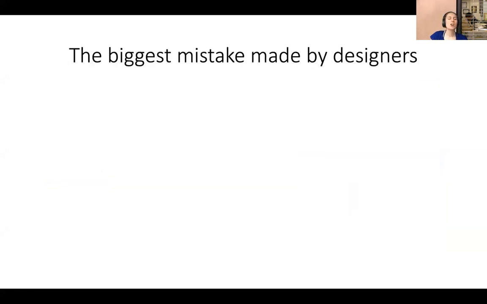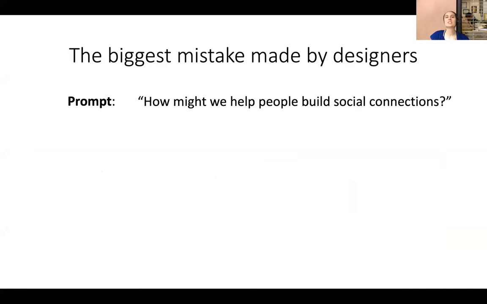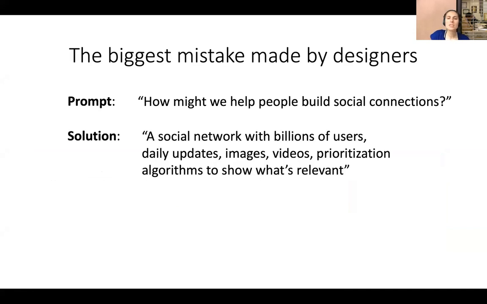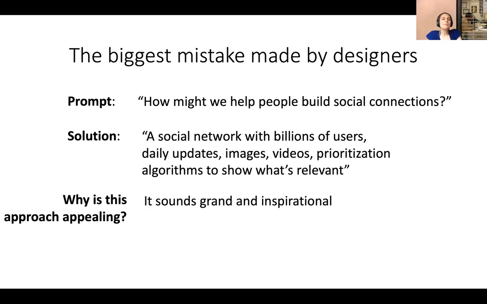Let me tell you, I've taught many classes. I have been in many projects. I have supervised many projects. Absolutely, there's one biggest mistake made by designers, and I'll show you how it unfolds. They start with a prompt, like, how might we help people build social connections? Look how big and vague this is. This is how we started. And they'll come up with a solution like, a social network with billions of users, daily updates, images, photos, prioritization algorithms to show what's relevant. It's not that this is so much a bad idea, and there is something very appealing about it. I argue this sounds grand and important, and if you wanted to convince investors, this sounds like, oh yeah, billions of people. But this is the mistake.